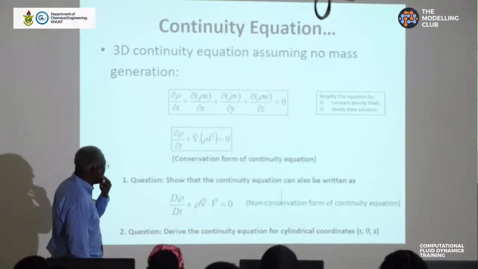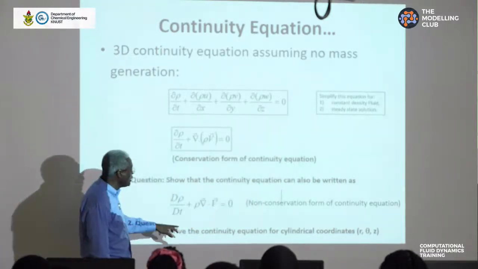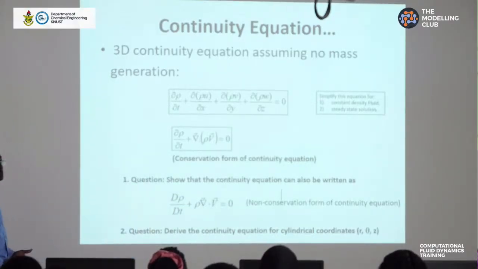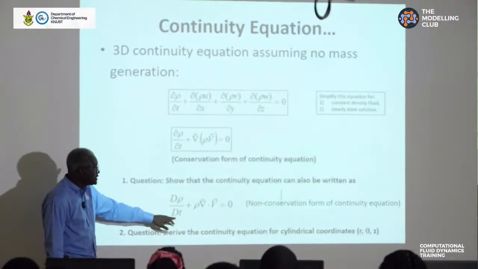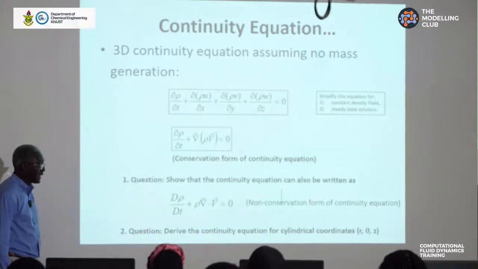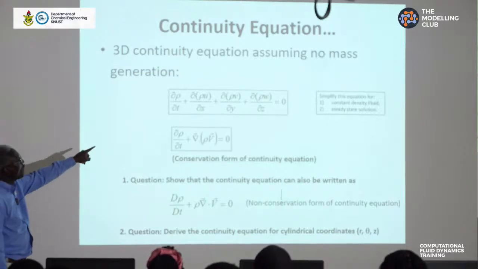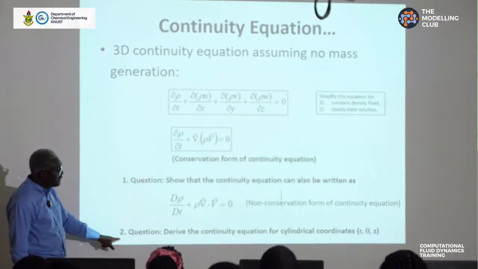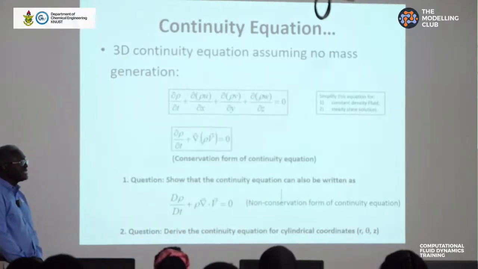Now, can we show that the continuity equation can also be written in the non-conservation form? Yes, we can. You have to go back to the definition of the substantial derivative. That's your homework. And another homework: we've done this for rectangular coordinates. Now, we should be able to sit down and do it for the cylindrical coordinate system.